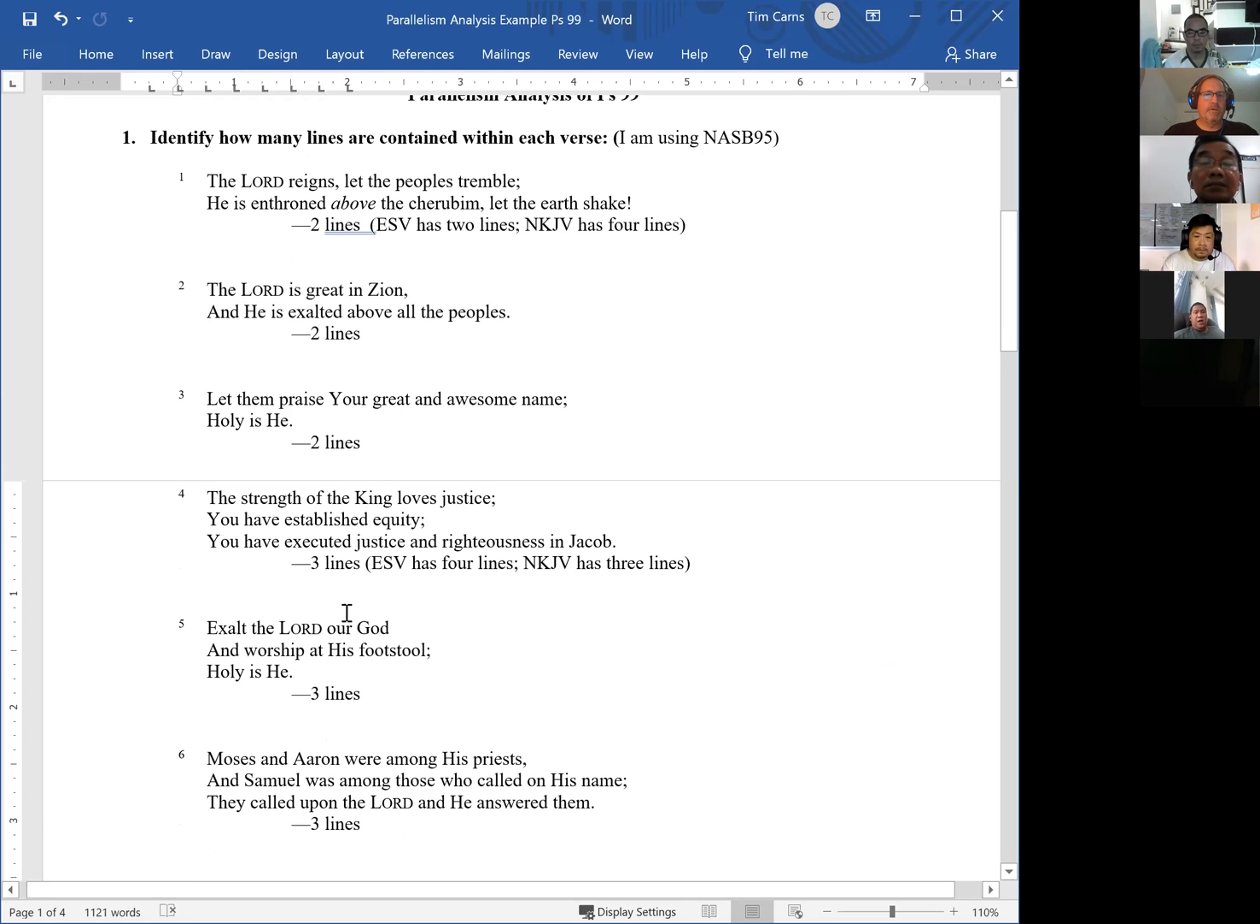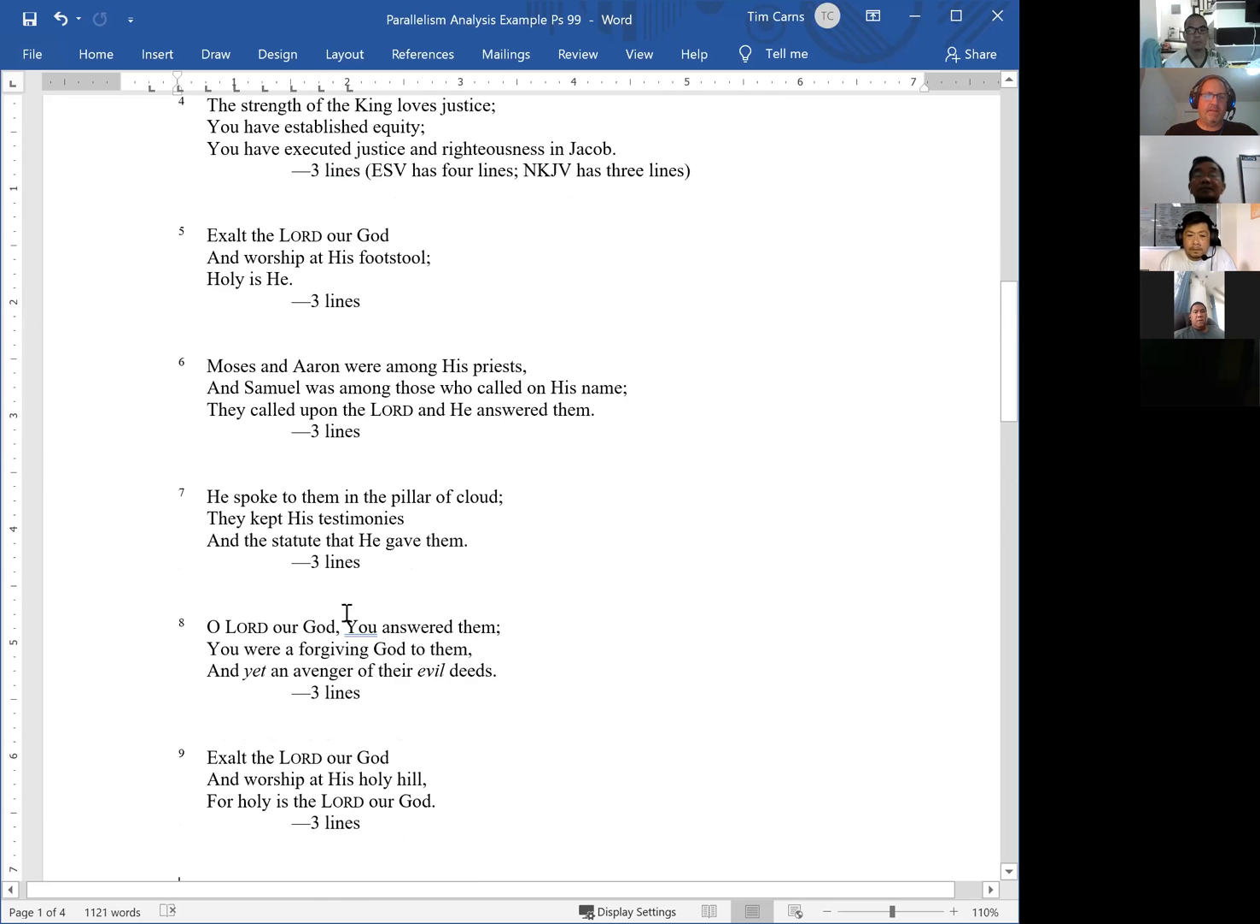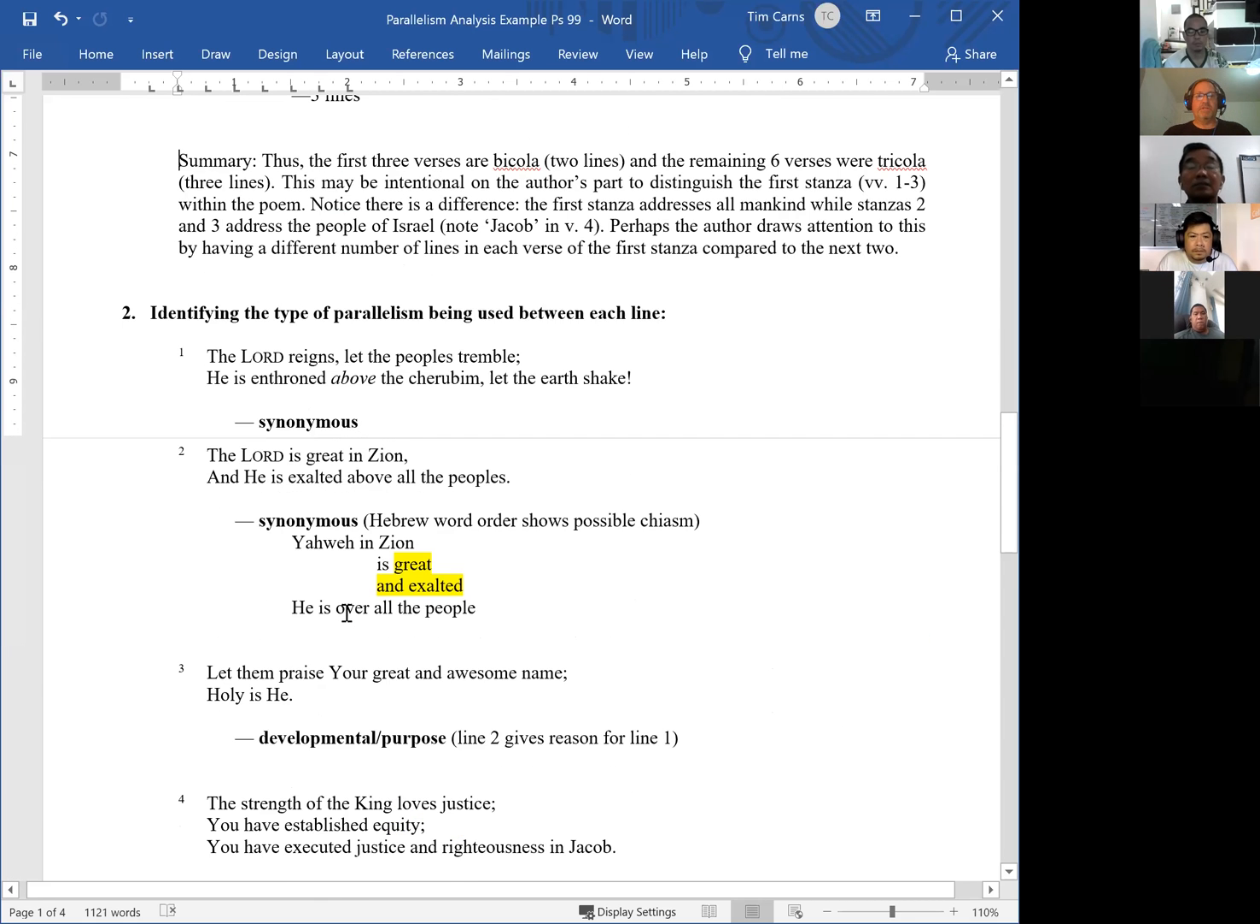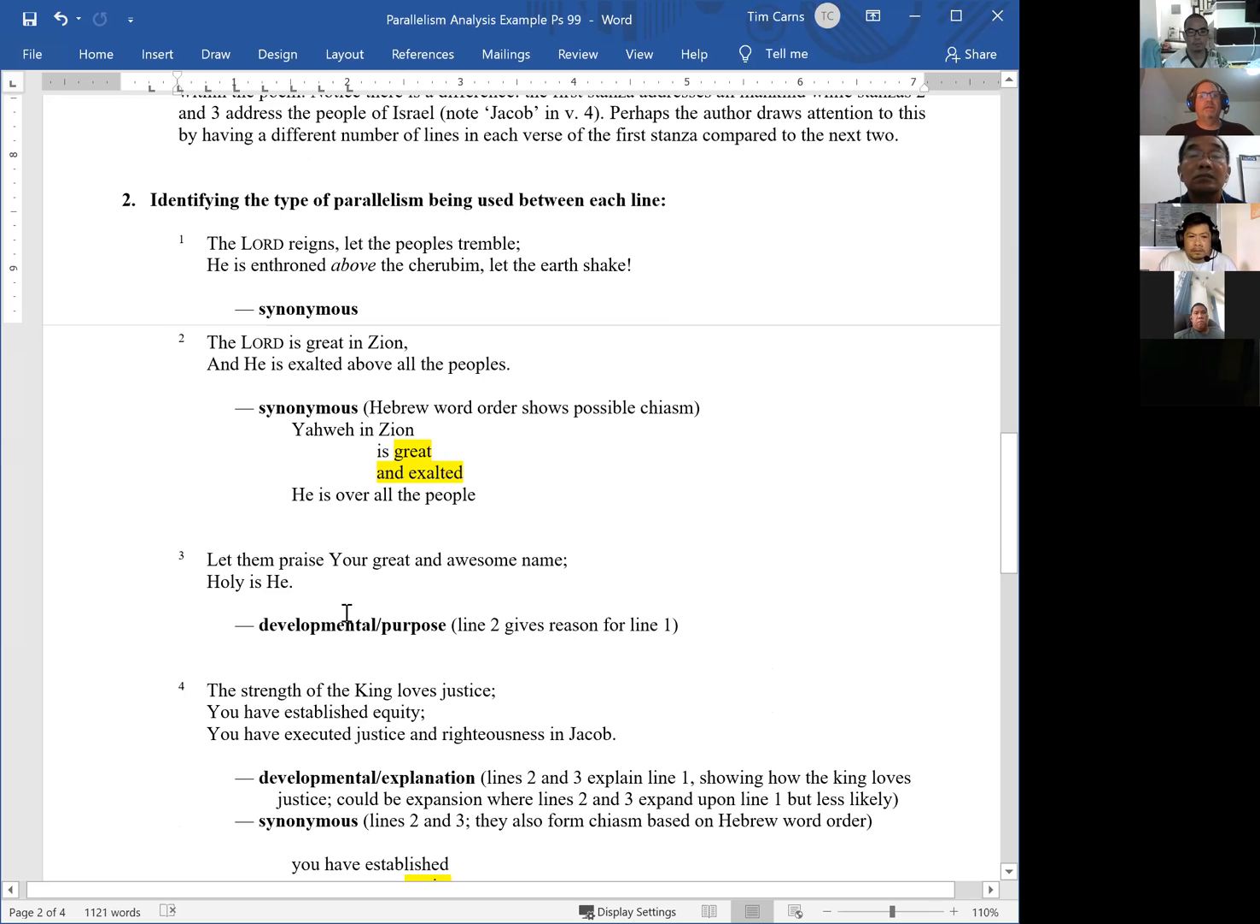Okay. All right. Now the second step, this one is the one that's going to take more time and more thought, and that is where we actually identify the type of parallelism being used in each line. So you just take it one verse at a time, and again go through and using the discussion that we had in session 3, or if you go back to the notes within the class notes, you can be reminded, shown some examples. I won't go through every one of these.